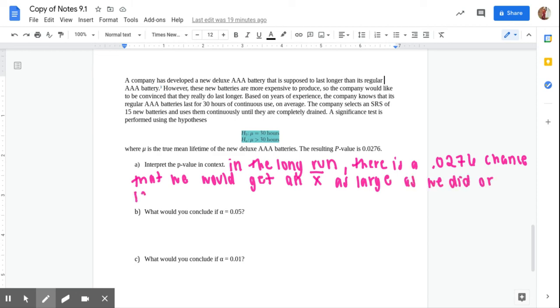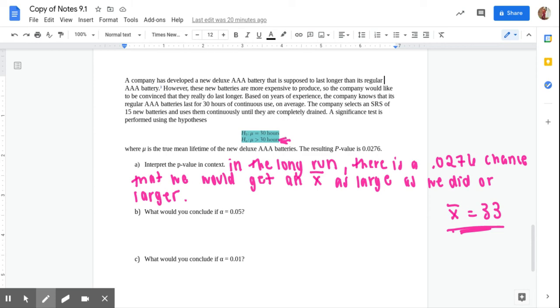So this one's a little weird because they didn't really give us what X bar actually was from our sample. That doesn't usually happen. But let's say, from our sample, let's just pretend that the sample mean was 33. All right, so this already gives me evidence for my alternative, right? So the one sample gives me evidence already, which is a good start. So then we're saying that we have this 0.0276 chance that we would get this X bar as 33.